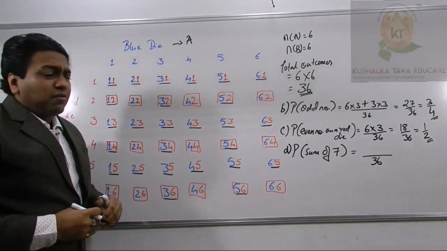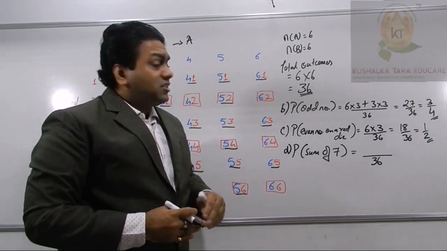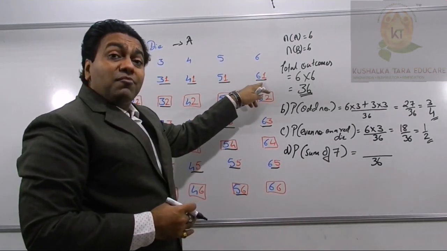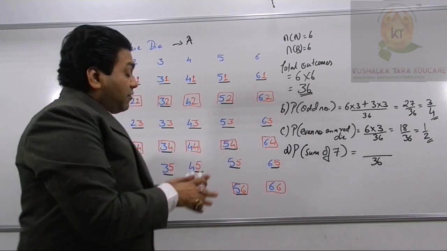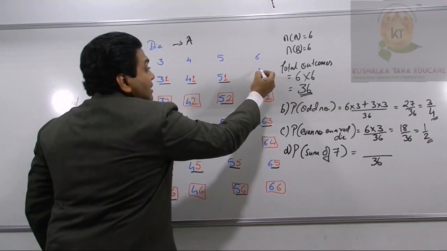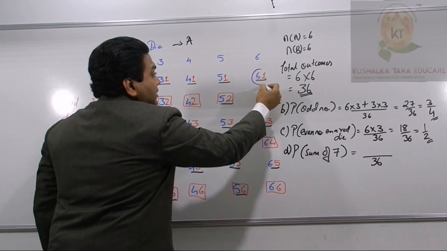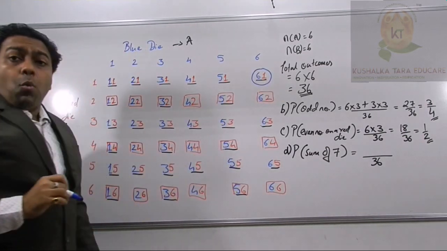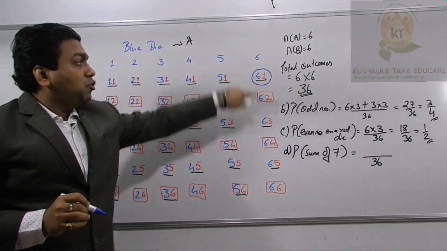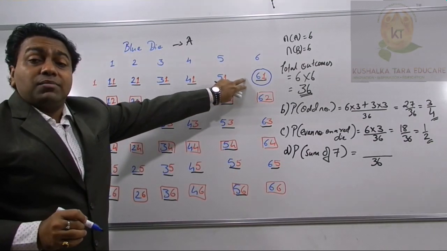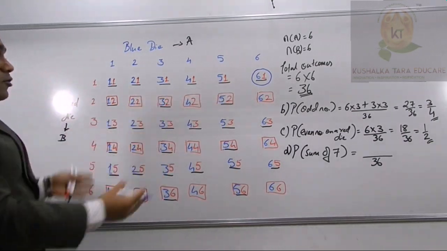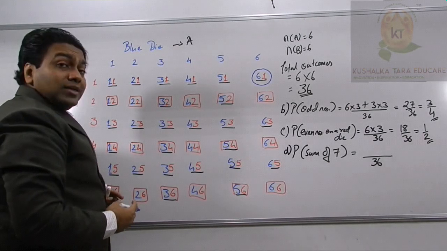4 plus 1 will give me 5. 5 plus 1 will give me 6. 6 plus 1 will give me 7, right? Therefore, here's where my 7 is occurring. Let me circle it. So this is one occurrence in my first row, first column, where I can get a sum of 7. Where else can you see a sum of 7 in this question?